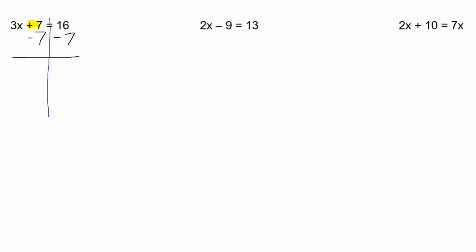We're going to bring down that 3x. And a positive 7 minus 7 is 0, which is what you want to happen. We're not going to write down the 0. And 16 minus 7 is 9. So now we have 3x equals 9.